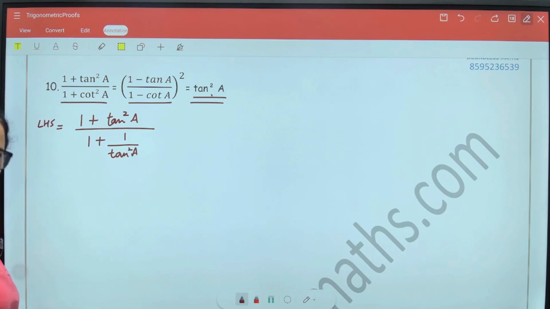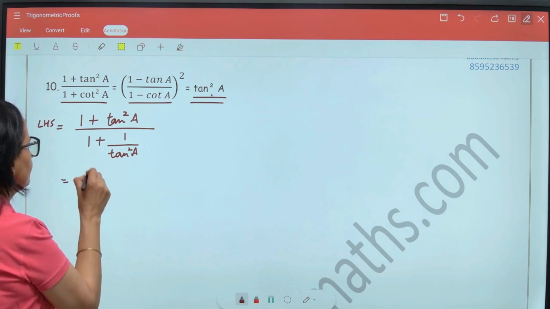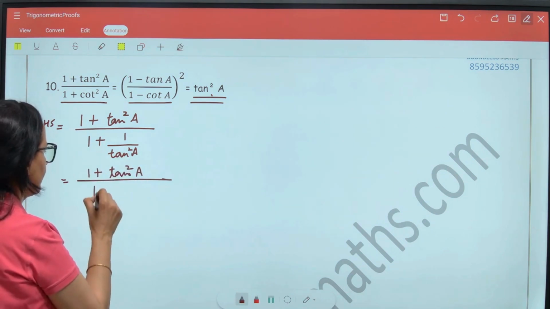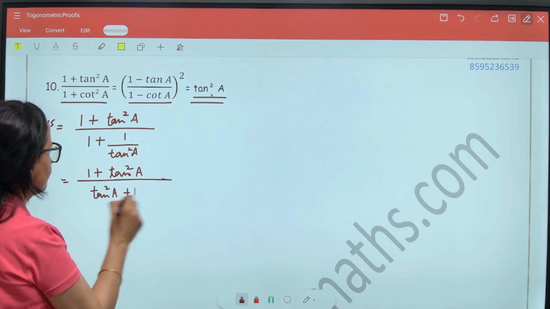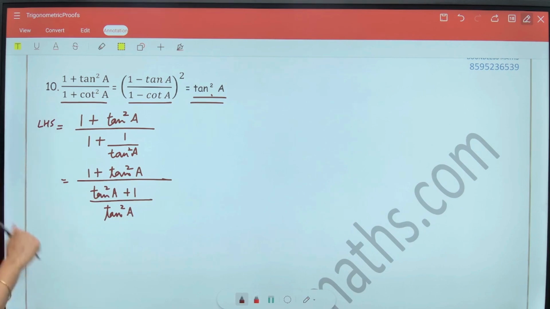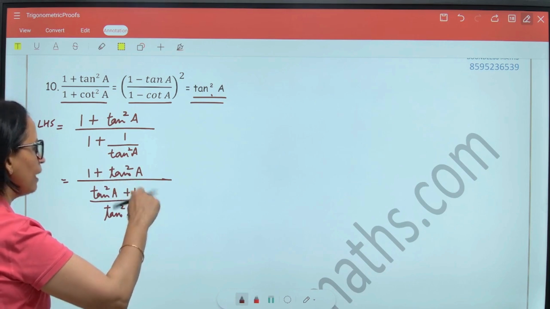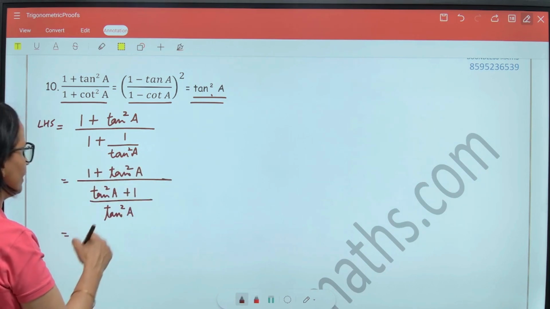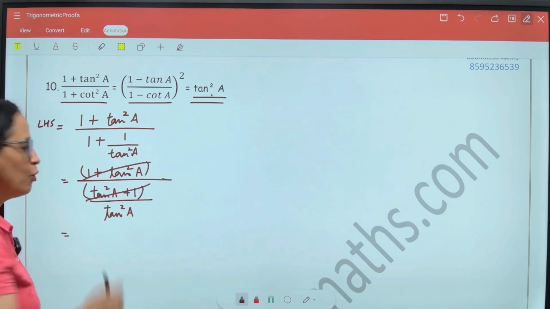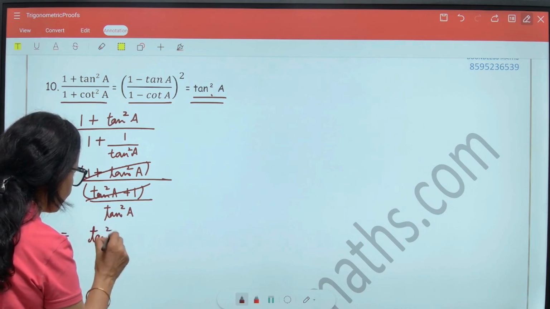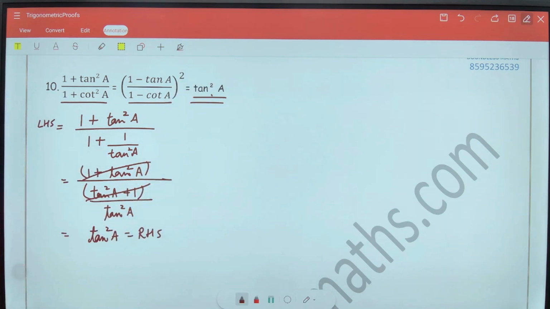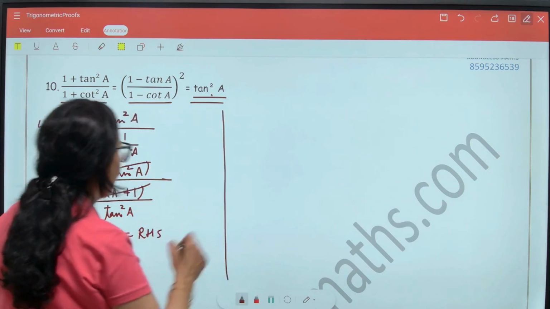So the left becomes 1 plus tan²A upon 1 plus 1 upon tan²A. Yes? Take the LCM and let's simplify. The numerator will stay 1 plus tan²A. Denominator is, take the LCM, tan²A plus 1 whole upon tan²A. Again, there is a fraction in the denominator. So numerator multiplied by reciprocal of the denominator and 1 plus tan²A will get cancelled. So what is left out? Only tan²A, and hence proved, this is equal to what we have on the right hand side. That is the third expression. Wonderful. Easy. Yes, it is easy.